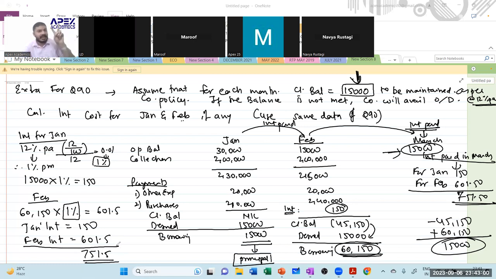In March you are paying interest for 2 months. For January, yes. What is the January interest? 1% per month. What is the principal? 15,000. So 150. Calculation is over here.